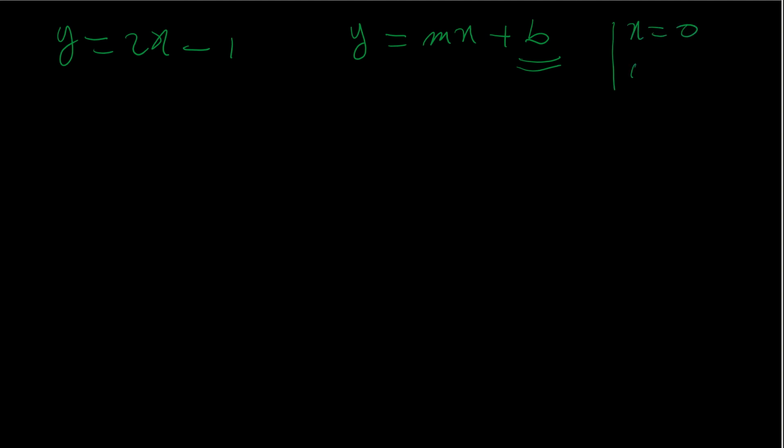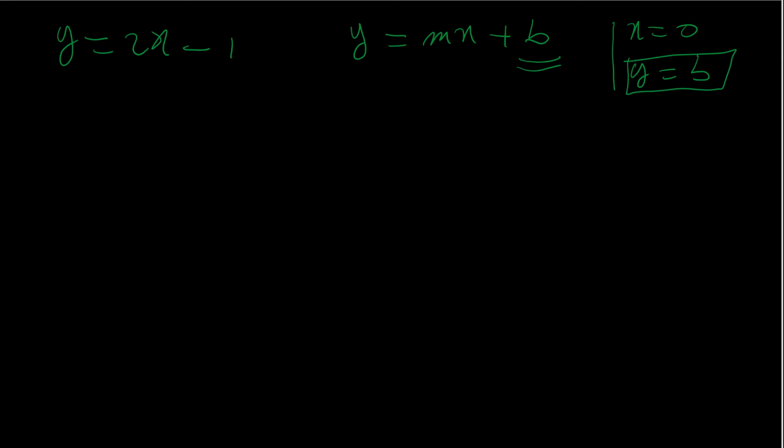So we have the equation of the line, which is given by y equal to 2x minus 1. In general, the slope intercept form is given by y equal to mx plus b. In this case, b is what we call the y-intercept. If you set x equal to 0 in this equation, you're going to have y equal to b, and this is what we call the y-intercept.